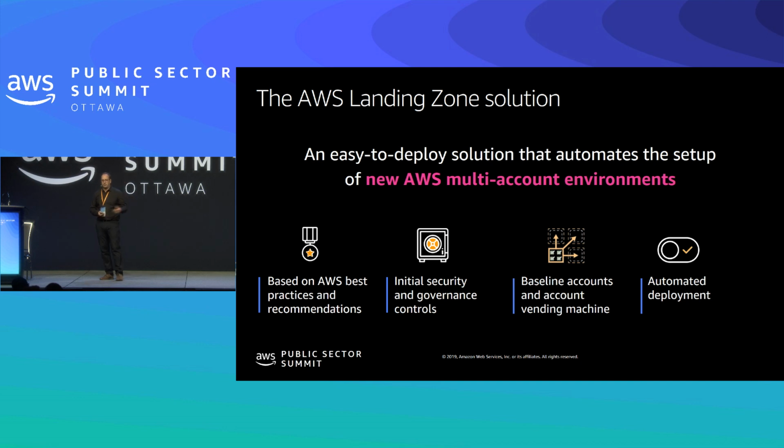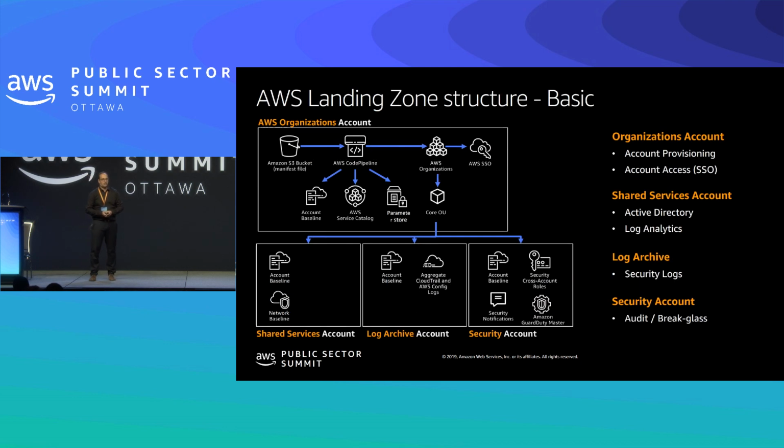So it's based on the AWS best practices and recommendations that I talked about earlier. You have the initial security and governance controls in that baseline account. Remember we saw that one slide where we talked about locking down the root credentials, turning on CloudTrail, the auditing, enabling GuardDuty, installing the cross-account access roles. How can you do that every single time in the set of base requirements? It's an automated deployment. So let's look at a picture of what this actually makes up.